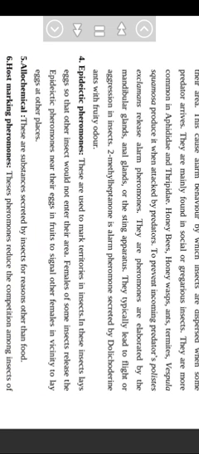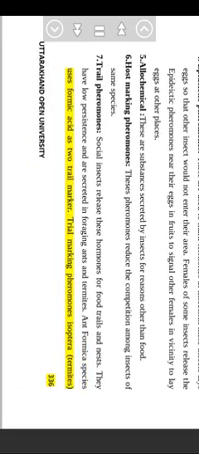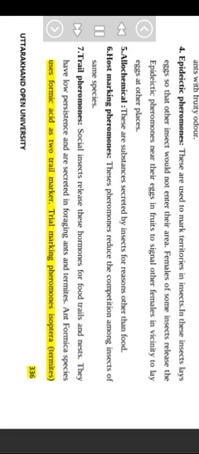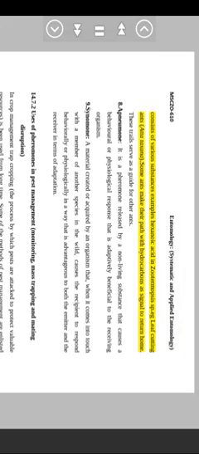7. Trail pheromones. Social insects release these pheromones for food trails and nests. They have low persistence and are secreted in foraging ants and termites. The ant Formica species uses formic acid as a trail marker. Trail marking pheromones in Isoptera, termites, consist of various substances. Examples: hexanoic acid in Zootermopsis sp., and in leaf-cutting ants, Atta texana. Some ants mark their path with hydrocarbons as a signal to return home. These trails serve as a guide for other ants.